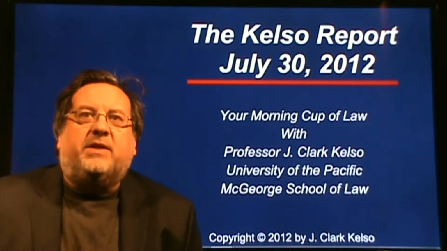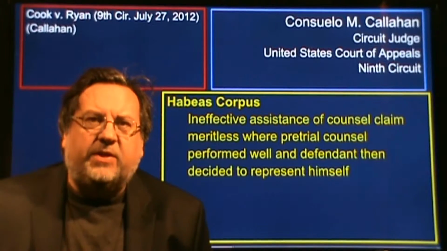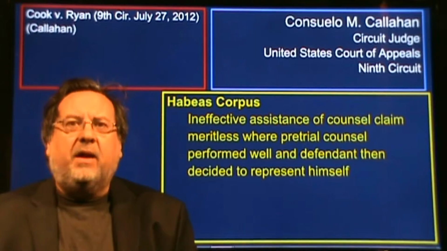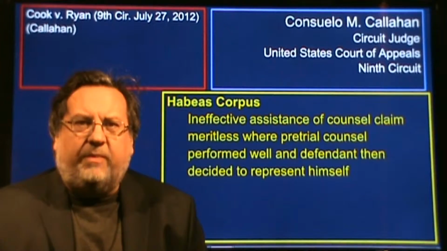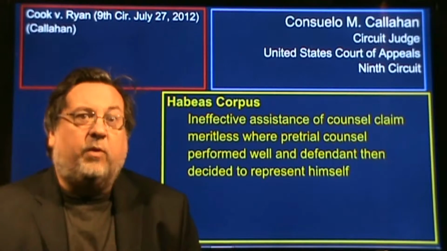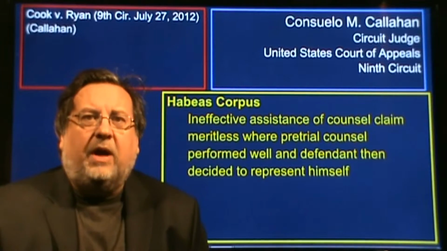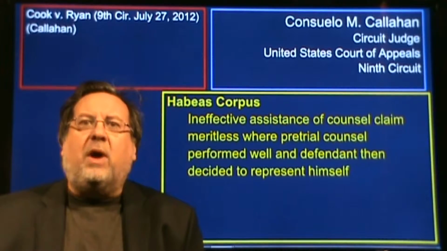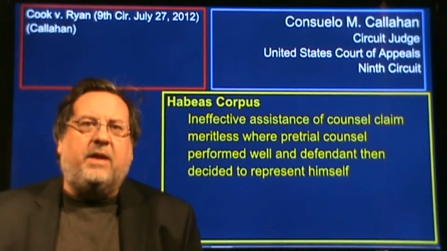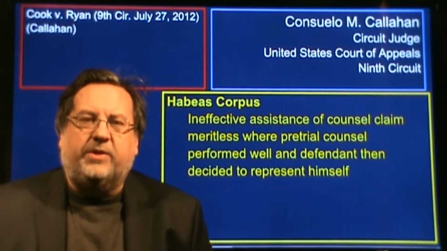We only have two cases to deal with today. First, a habeas decision from the Ninth Circuit. Now, under the Supreme Court's recent decision in Martinez v. Ryan, a petitioner may establish cause for procedural default of a trial ineffective assistance of counsel claim, where the state requires the petitioner to raise that claim in collateral proceedings by demonstrating two things.